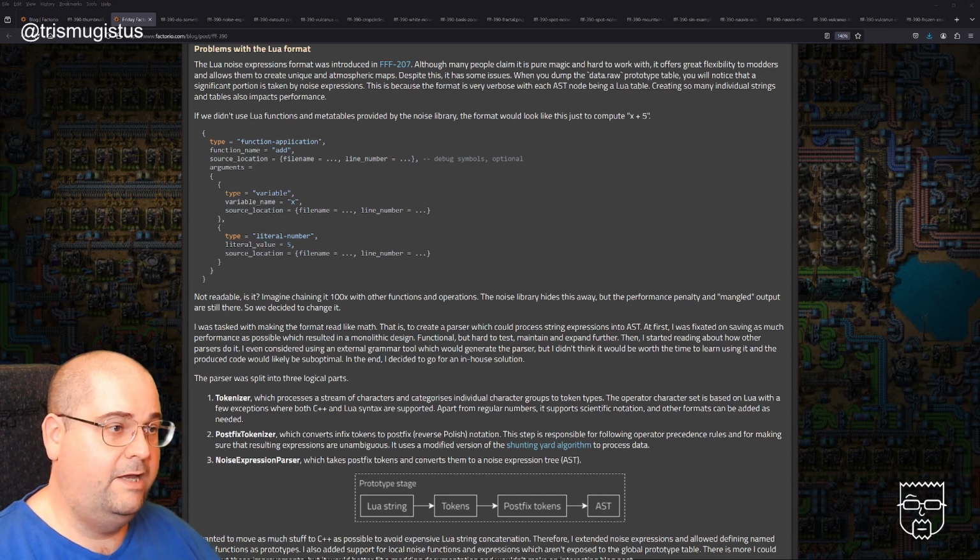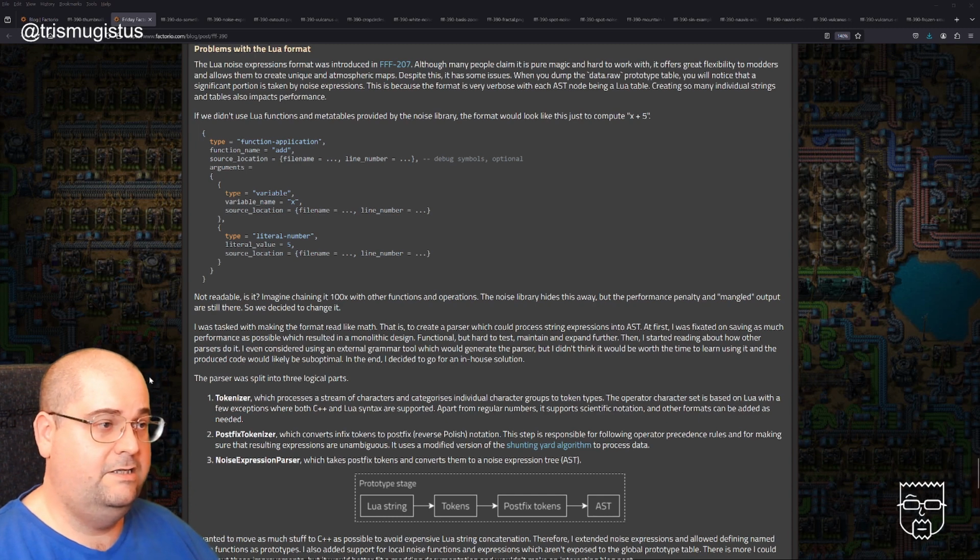This is because the format is very verbose, with each AST node being a Lua table. Creating so many individual strings and tables also impacts performance. If we didn't use Lua functions and metatables provided by the noise library, the format would look like this just to compute x plus 5. I'm not going to read out that code.